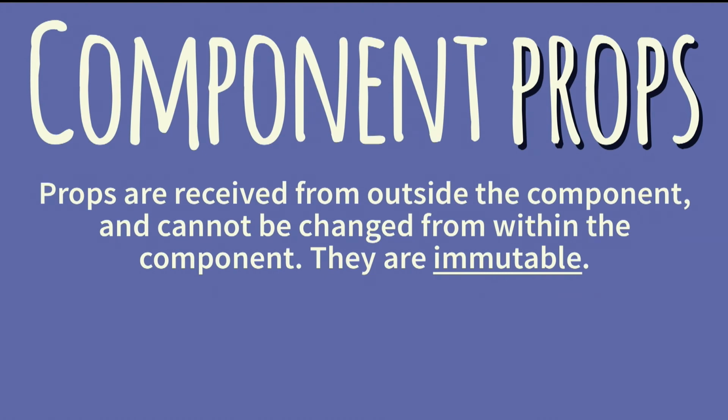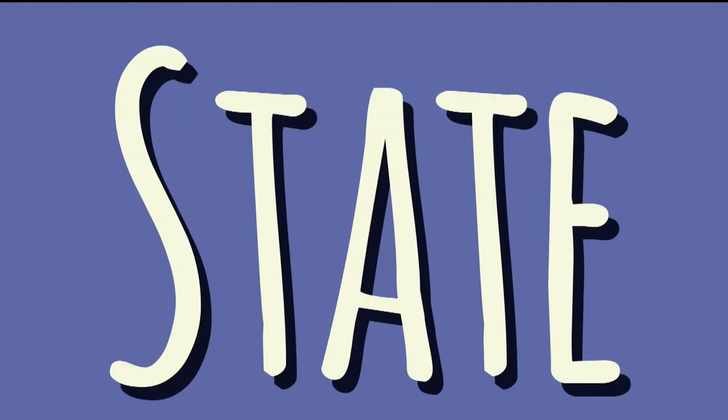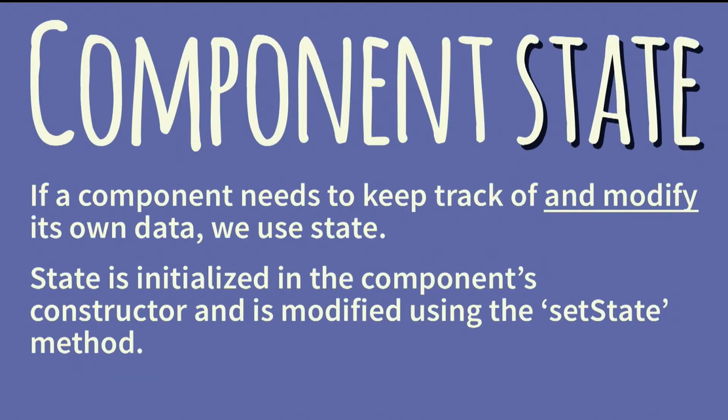So just like we did in the last slide, you receive props from outside a component and you pass them in. But you can't change those props. You can't change the value of them. They're immutable. So if you do want to change data, you need something called state in React. So again, if a component needs to keep track and modify data, we use state. State is initialized in a component's constructor function, and then it's modified using the setState method.